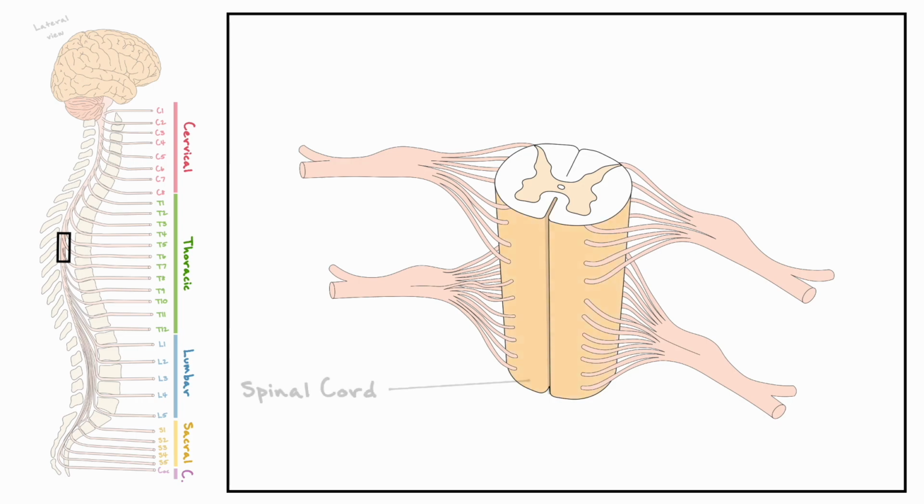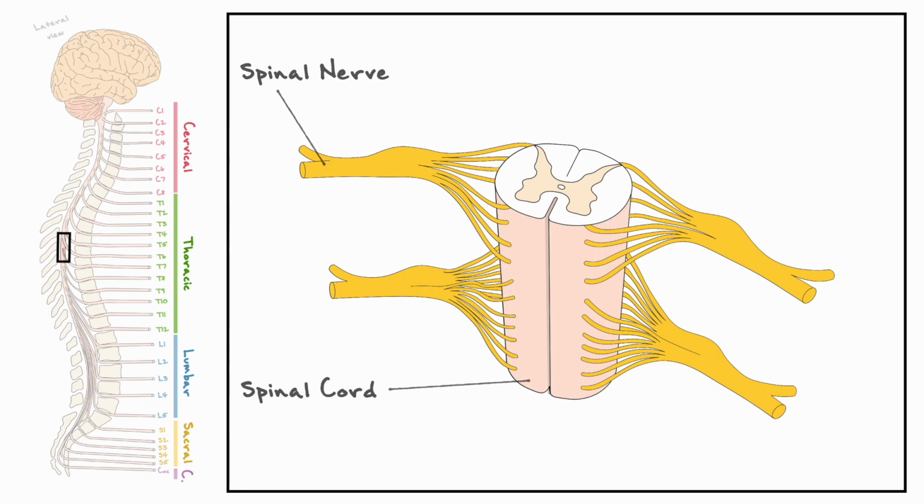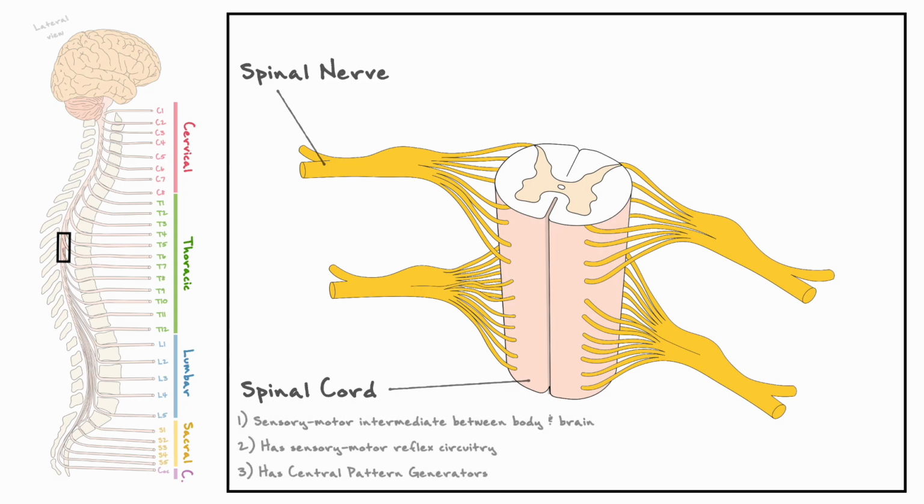Again, we have our spinal cord in the middle, and now you can see more clearly what the spinal nerves look like. In this diagram, we can see 2 pairs of spinal nerves, and as a reminder, the spinal cord had 3 important functions, namely, being the sensory motor intermediate between the body and the brain, having the sensory motor reflex circuitry, and the central pattern generators that produce rhythmic movements.